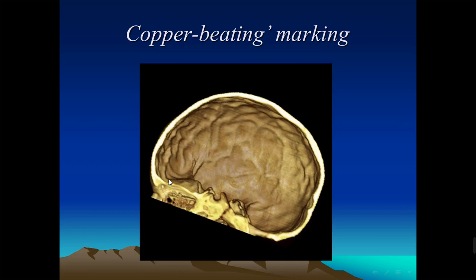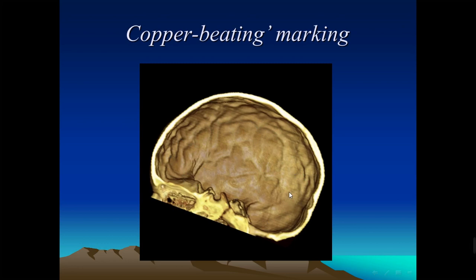This is a skull showing you the copper beating marking. You can see that as if you are looking at the brain. These are the prints of the brain, the sulci and gyri. Normally not seen like this. They are smooth normally, but this continuous pressure of the brain on the skull will print on it.